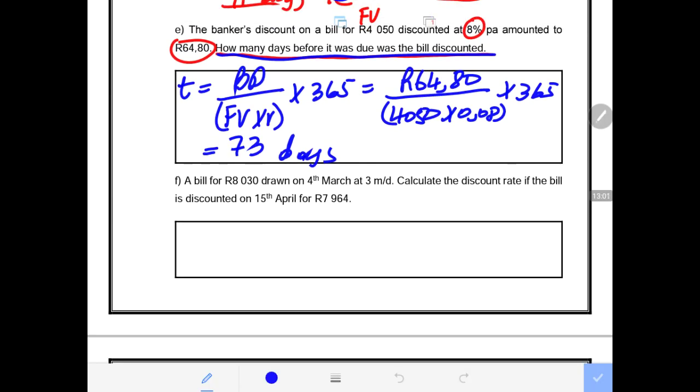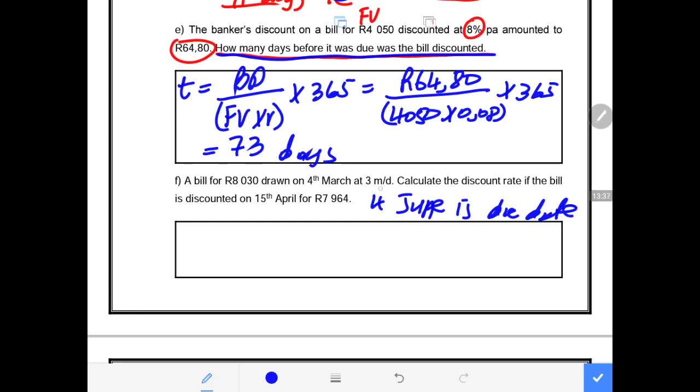Then we come to number F, the last exercise. It says a bill for 8,030 Rand drawn on the 14th of March, 3 MD, meaning it was due 3 months from the date it was drawn, meaning it will be April, May, June, so this bill is due on the 14th of June. The 14th of June is the due date of the bill.